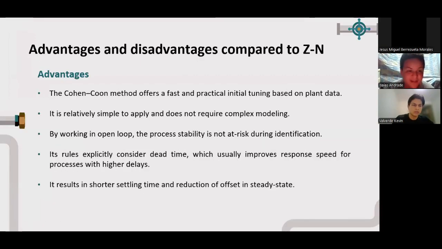I'll talk about the advantages and disadvantages of the Cohen-Coon method compared to Ziegler-Nichols. With respect to advantages, this method offers a fast and practical initial tuning based on plant data. It's simple to apply and doesn't require complex modeling. By working in open loop, the process stability isn't at risk during identification. This method considers dead time, which usually improves response speed for processes with higher delays. It results in shorter settling time and reduction of offset in steady state.